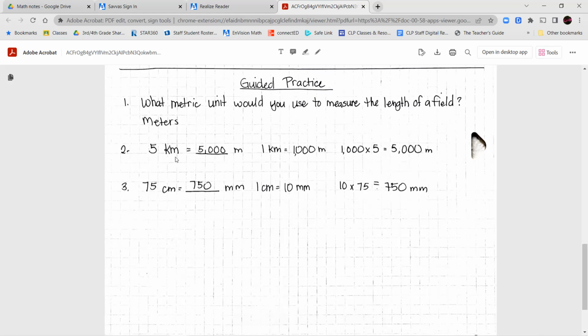For number 2, we're converting 5 kilometers into meters. Now I know 1 kilometer is 1,000 meters, so 5 kilometers is 1,000 times 5, or 5,000 meters. And for number 3, we're going to convert 75 centimeters into millimeters. Now we know 1 centimeter is 10 millimeters, so 75 centimeters is going to be 10 times 75, or 750 millimeters.